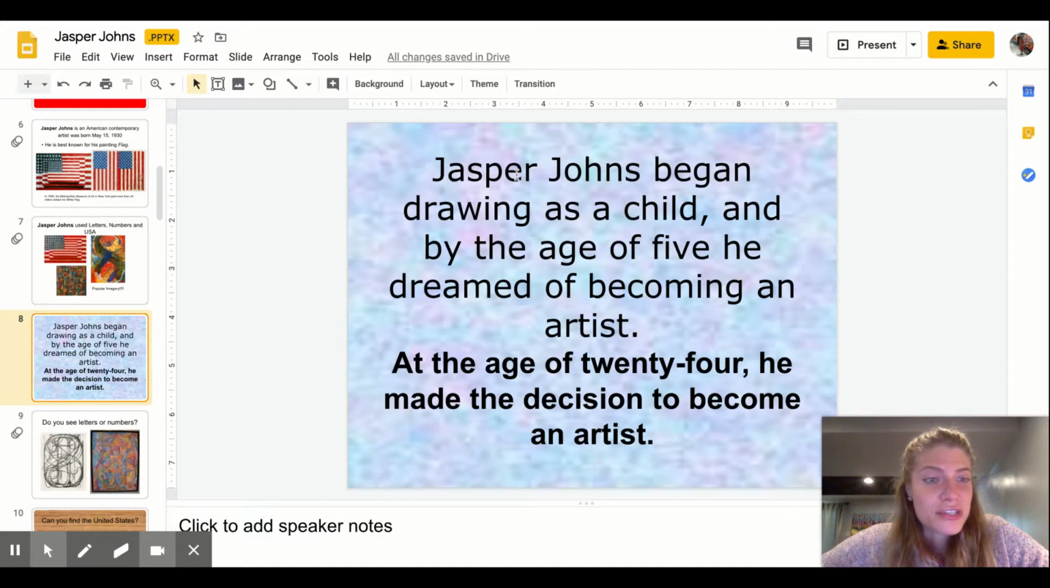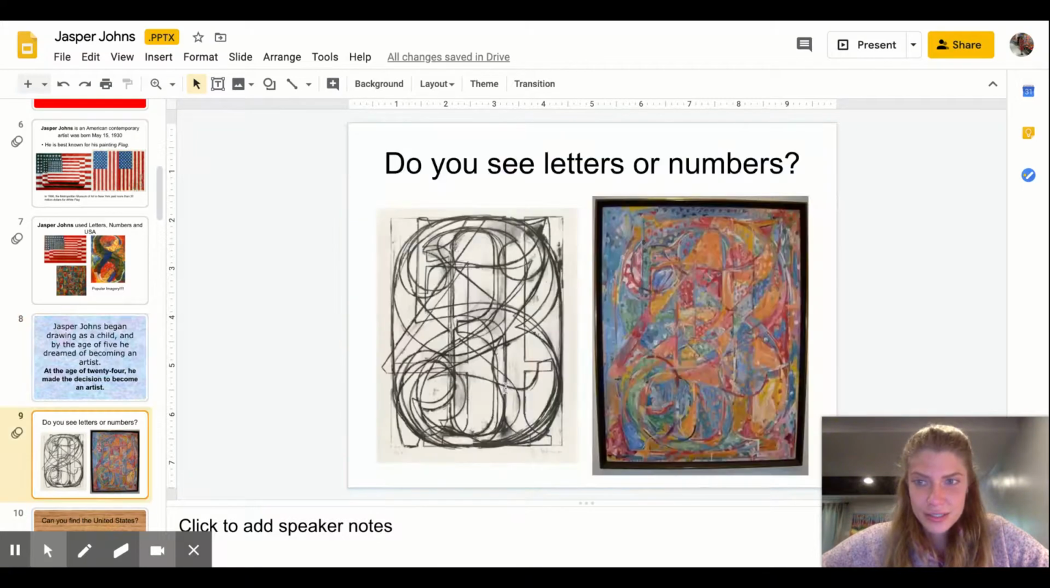He was very interested in art as a child, but then by the age of 24, he made the decision to become a real artist. Let's look at this picture. So I want you to think about what you see. Let's look at this one first.